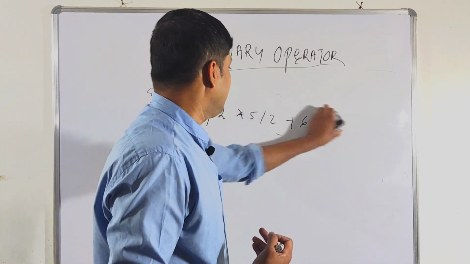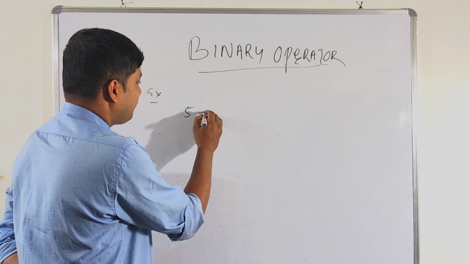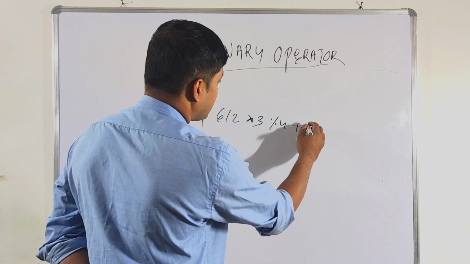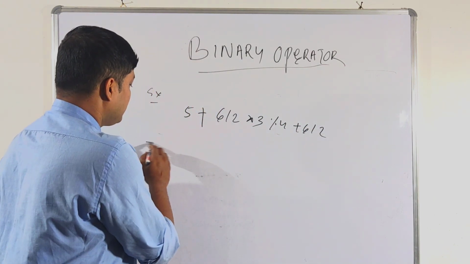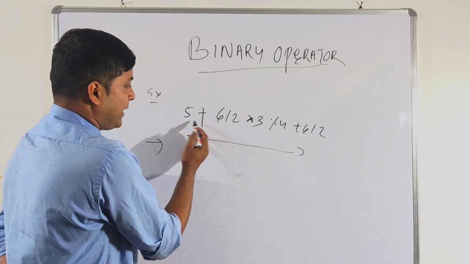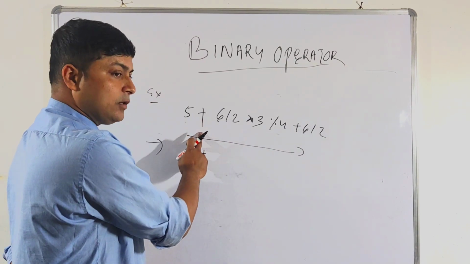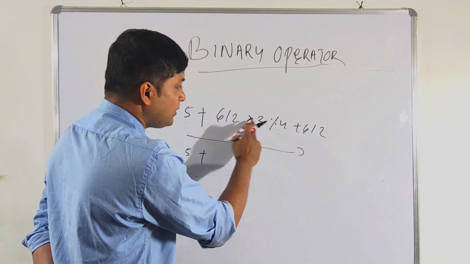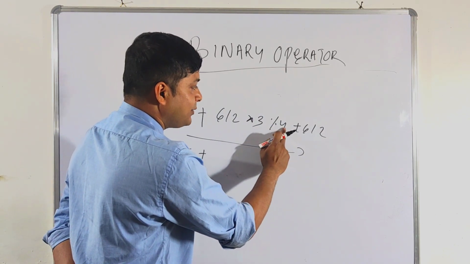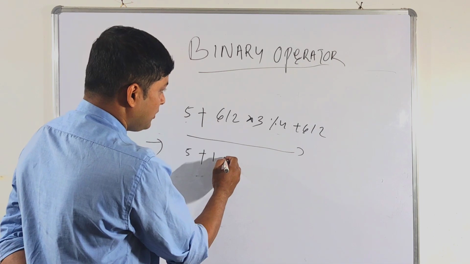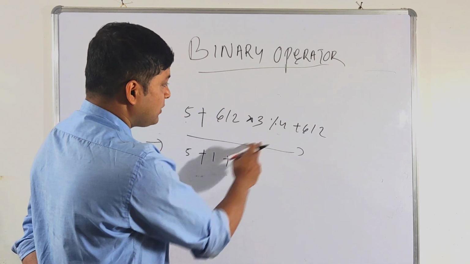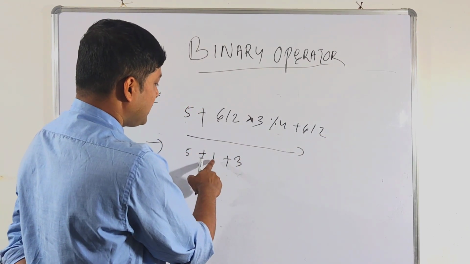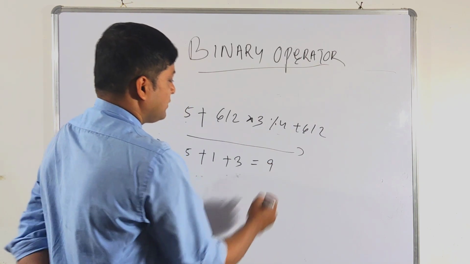Another example I am giving. Suppose I am writing 5 plus 6 straight division 2 into 3 modular division 4 plus 6 by 2. Like this way, first you have to calculate from left to right. So you write 5 plus, because the second priority starts. Next, calculate 6 straight division 2, which is 3. 3 into 3, 9. 9 modular division 4 is 1. Plus, stop. Why do I stop? Because the second priority will start. Now 6 straight division 2 is 3. Now 5 plus 1 plus 3, that is 9. So this is the answer.